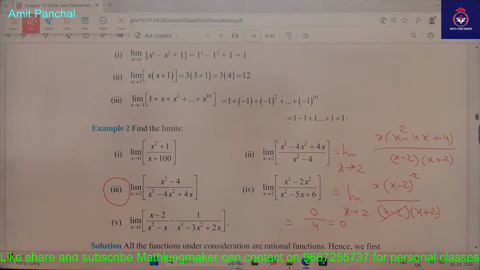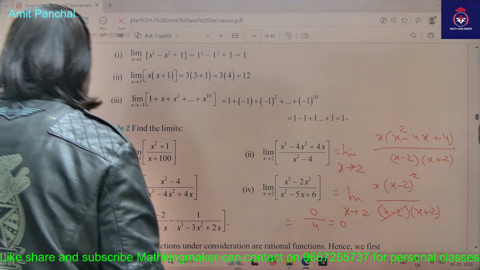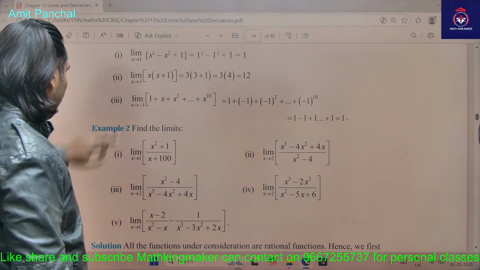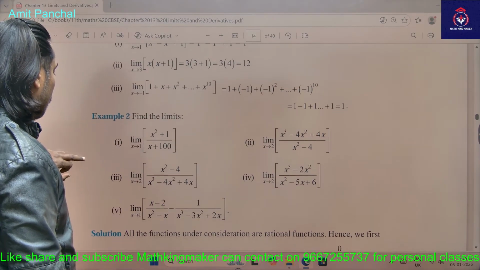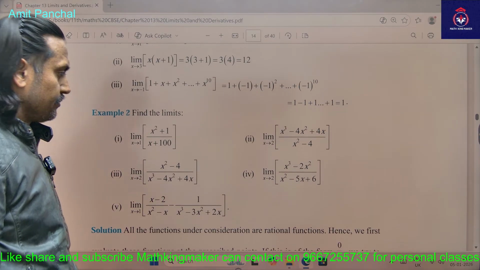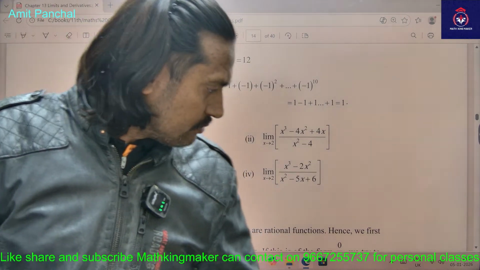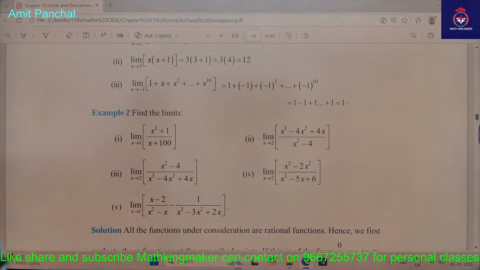Limit. Fifth one, you need to simplify it all. Yes, sir. x tends to 1, x minus 2, x minus 2y, x square minus x.